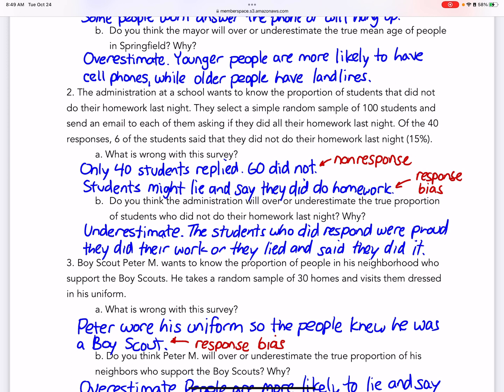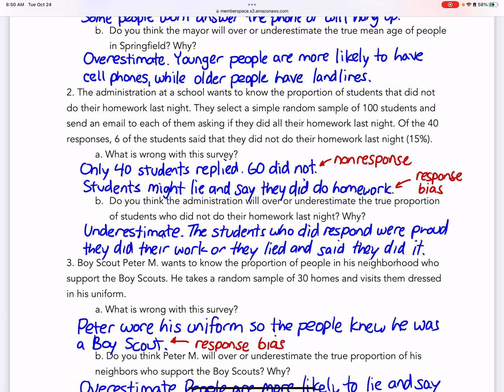Because your email is attached to your name and you know who it is, so it wasn't anonymous. And I think this is going to be an underestimate of people that did their homework, or because the students who did respond were proud and they're like, hey, yeah, I did my homework. And so it's an underestimate of those that did not do their homework, but an overestimate of those who did. Because they said, yes, I did my homework, yay, and so they tended to respond.